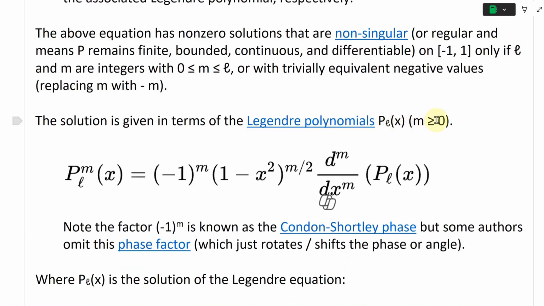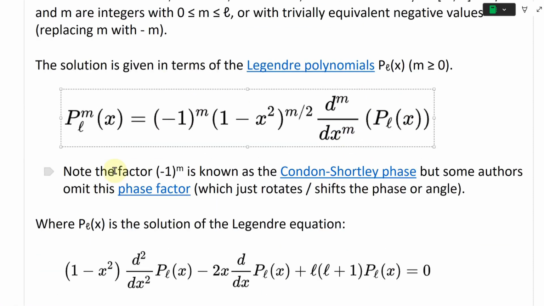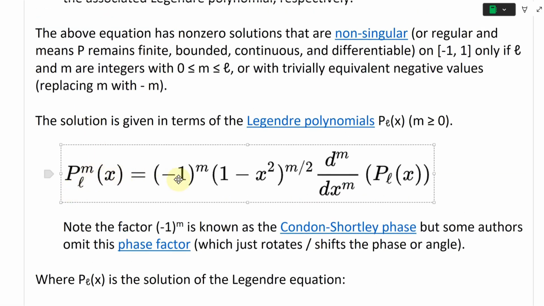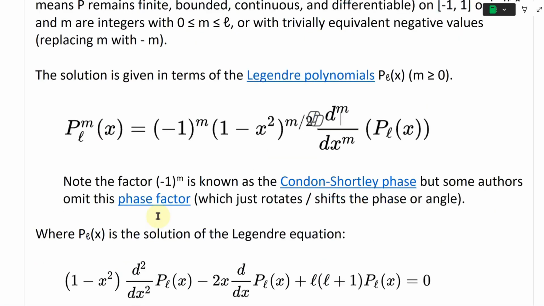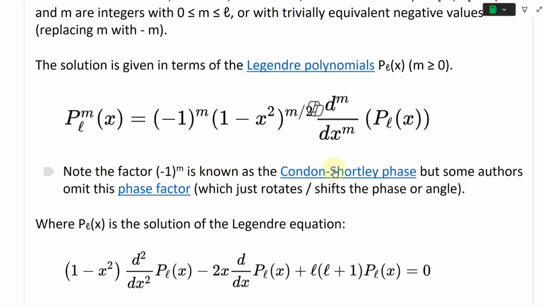So m is greater than or equal to 0. And again, I haven't covered this before either, so this will be new to me. But anyways, so PLM of x equals negative 1 to the power of m. And so this is the solution of it. And then this is times 1 minus x squared to the power of m divided by 2 times the mth derivative in terms of x of PL of x, where PL of x is the Legendre polynomials. All right, note the factor negative 1 to the power of m is known as the Condon-Shortley phase, but some authors omit this phase factor, which just rotates and shifts the phase or angle. Just multiply by negative 1 and so on.